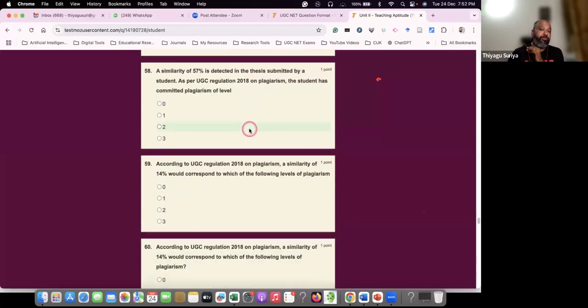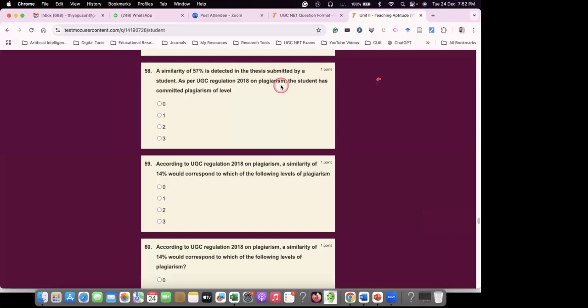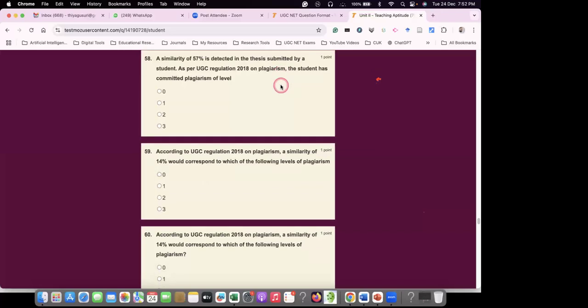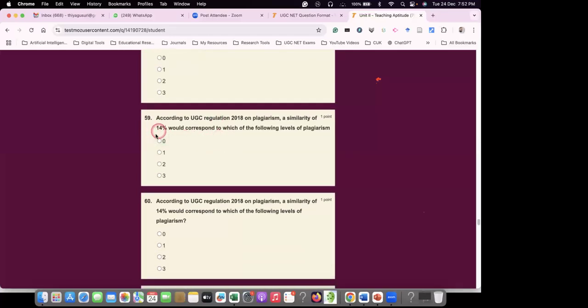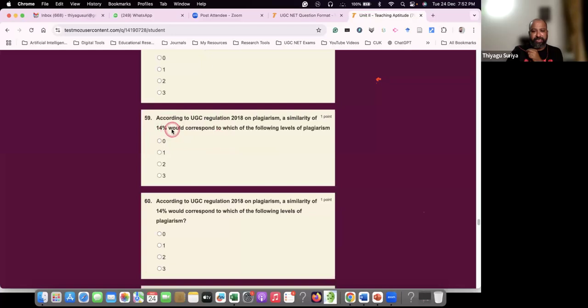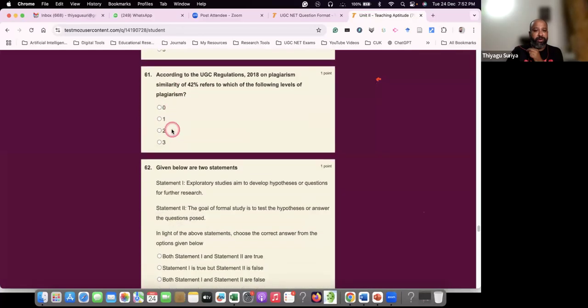A similarity of 57% is detected in the thesis submitted by the student. As per the UGC 2018 plagiarism guidelines, the student has committed level 2. It's level 2, 40 to 60%. What about 14%? Where does it come? Level 1.